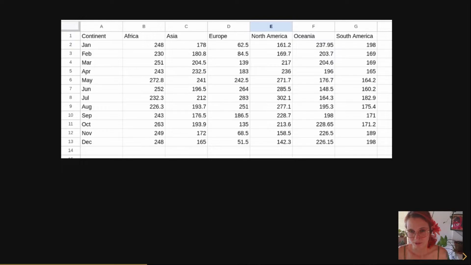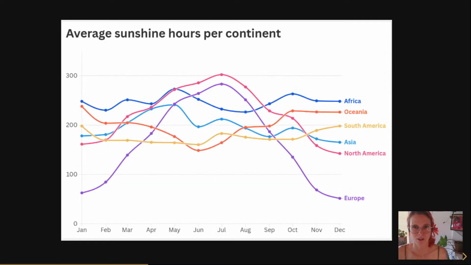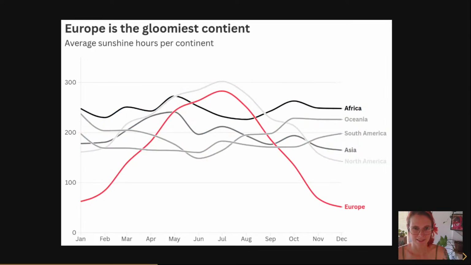What about this one? Okay, we have the sunshine hours for different continents, right? What is a good form for this data? Is it also a line chart? Well, I don't know. It really depends, I guess, on what you want to say. So one trend that I see here is that Europe is pretty gloomy. So if I want to highlight that, this is quite a good one.